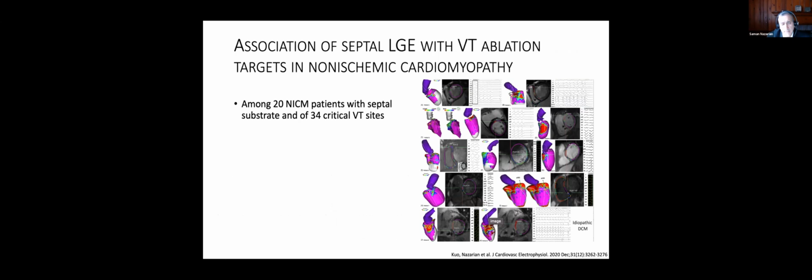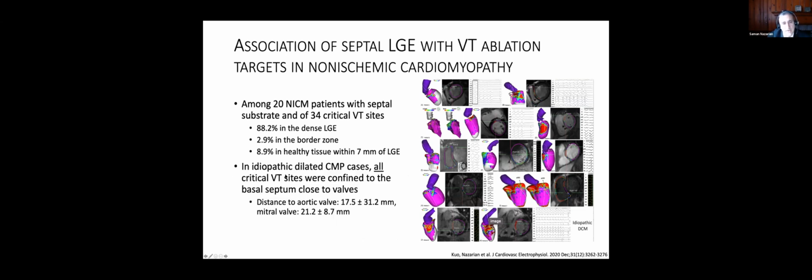Here's data from our work recently at Penn looking at 29 non-ischemic cardiomyopathy patients with septal substrates, these really tough VTs, 34 critical VT sites. I want to just summarize that 88% were in the dense LGE, 3% in the border zone, 9% in healthy tissue. 9% in healthy tissue within 7 millimeters of LGE. So they're still close to the LGE, but they're in healthy tissue.